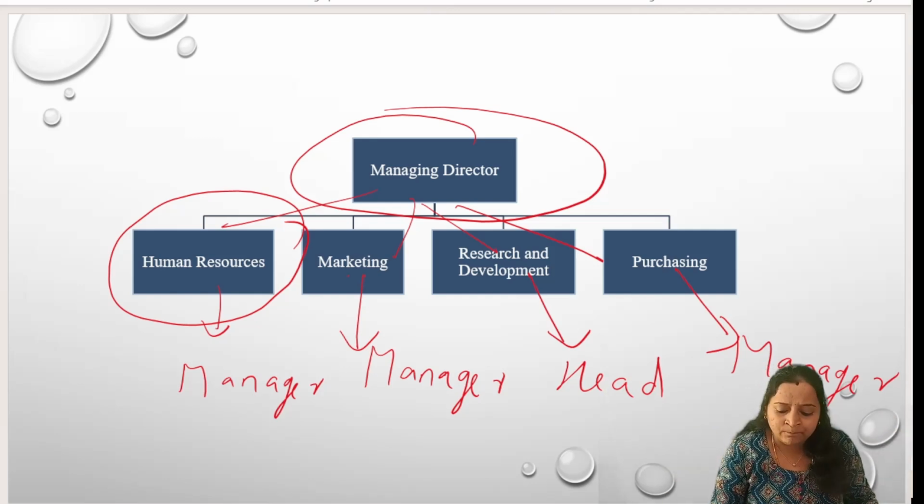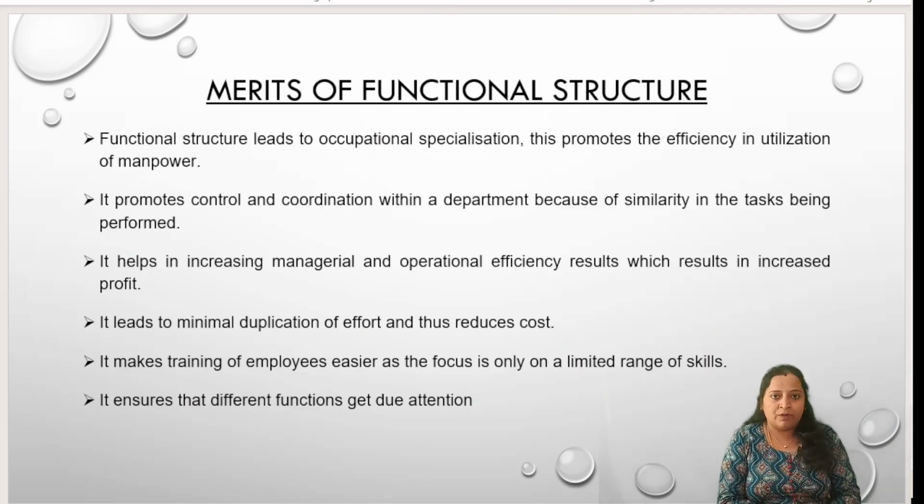See, this will be a functional structure. Now you can see what the merits are. We'll go through them one by one. They will ask you only 3 merits and 3 demerits, because for 8 marks they will ask what you mean by functional structure and the 3 merits and demerits. First you have to write the meaning, then 3 merits and 3 demerits, that is enough.